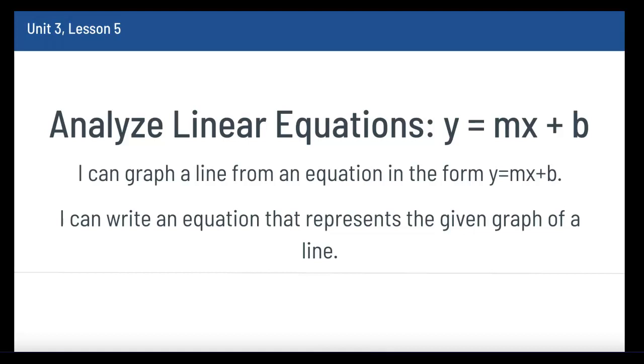Hey y'all, in this lesson we are going to analyze linear equations of the form y equals mx plus b. Our I can statements are, I can graph a line from an equation in the form y equals mx plus b, and I can write an equation that represents the given graph of a line. Previously we looked at y equals mx, so we're adding this additional part of a plus b.